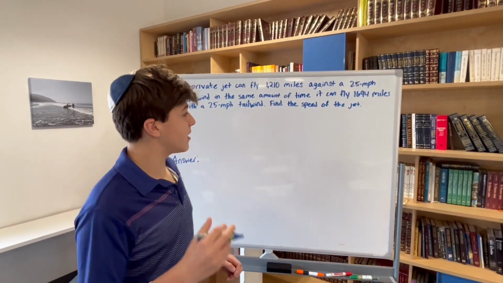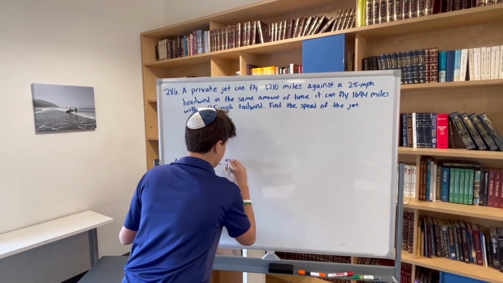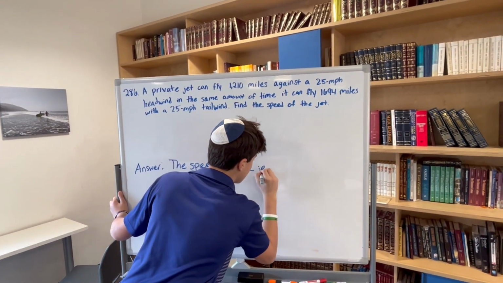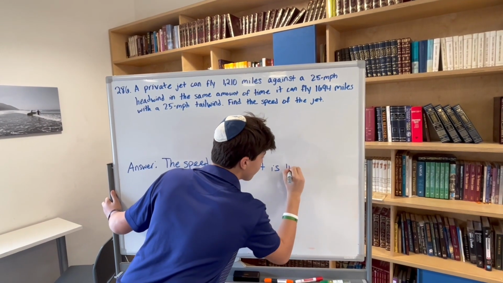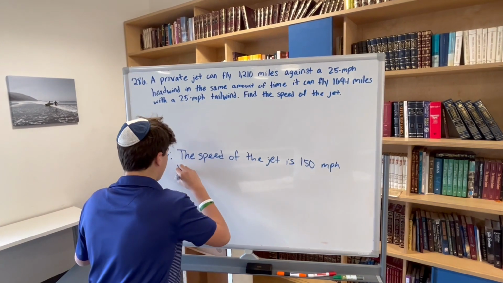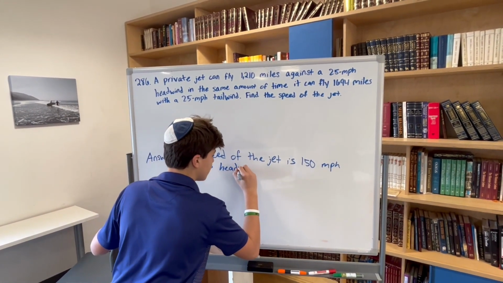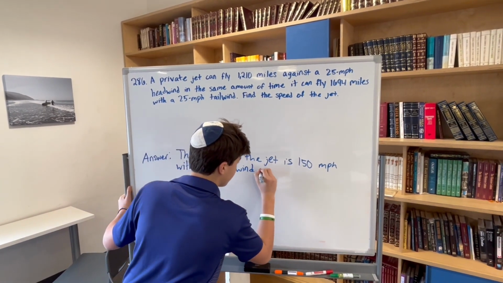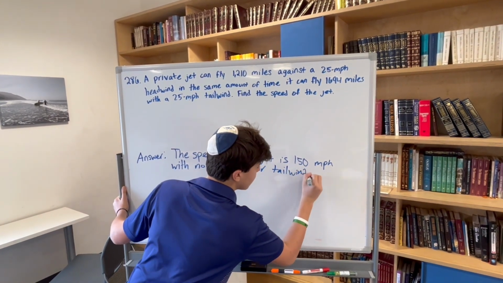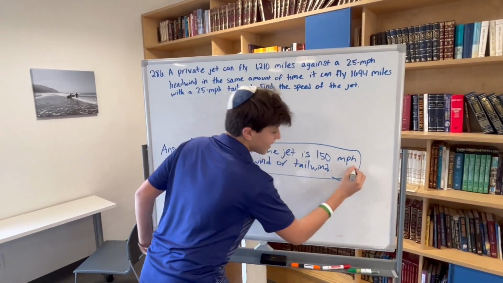So the answer to the problem is the speed of the jet is 150 miles per hour with no headwind or tailwind. And then you box your answer, box it, you know what I'm saying? And you're good.